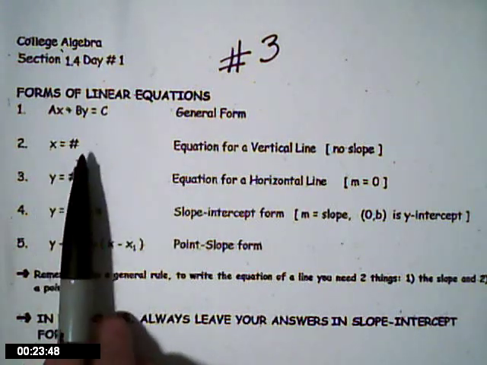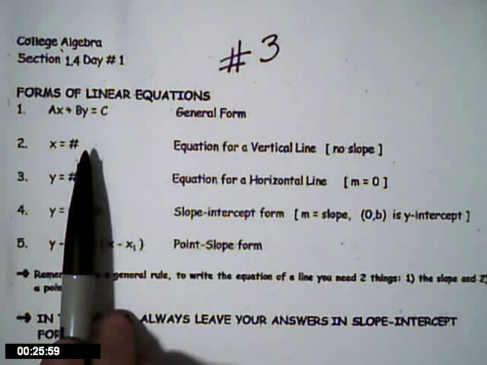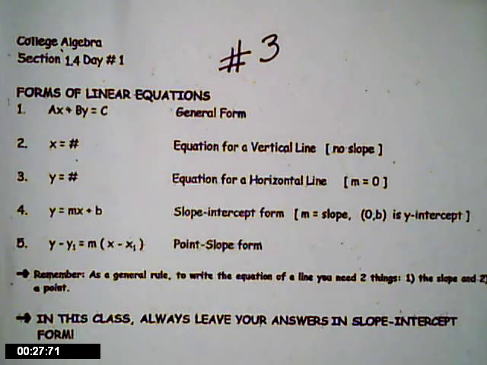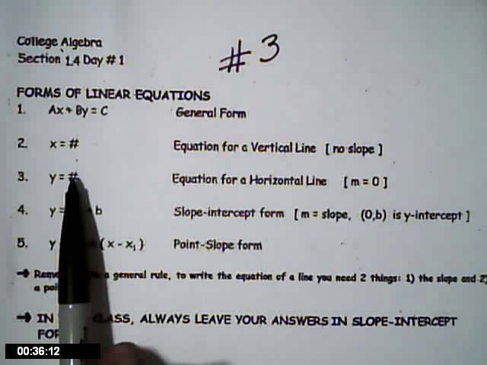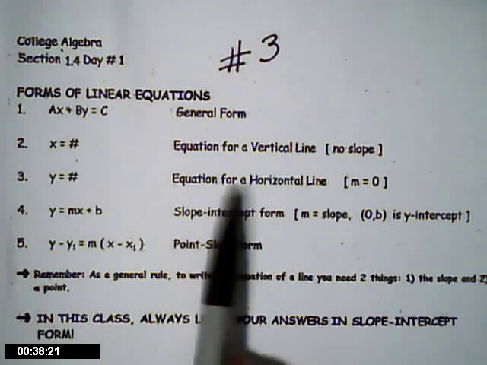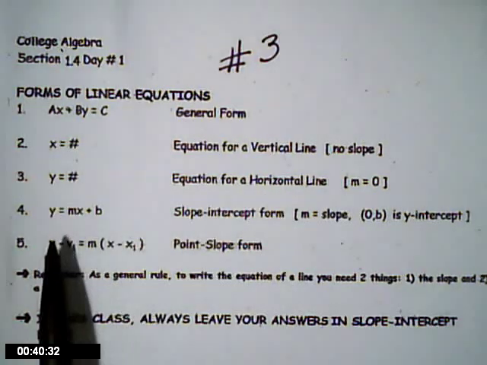If you have x equals some number, remember this is an equation of a vertical line. Remember, you think x should be horizontal, but it's the opposite. If it only has y equals some number, remember it's not like you would think, it's an equation for a horizontal line.